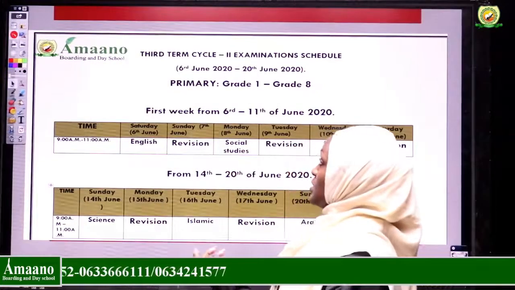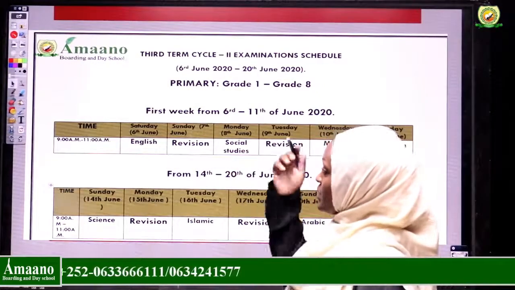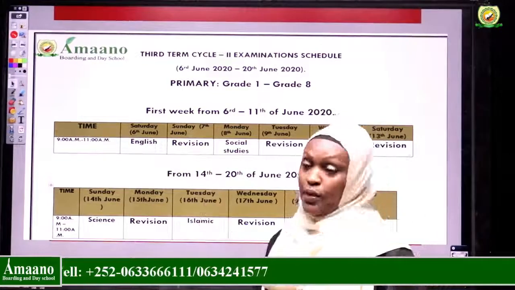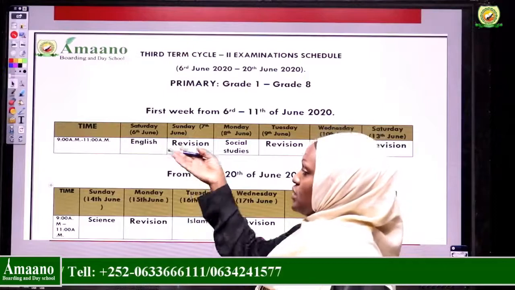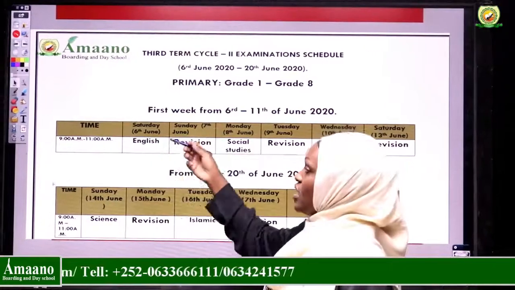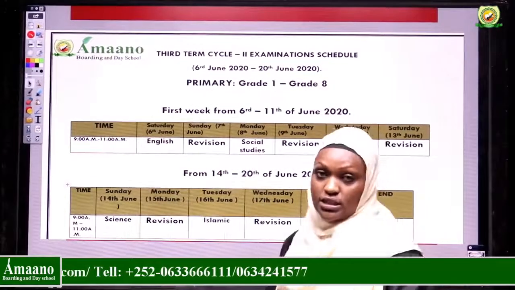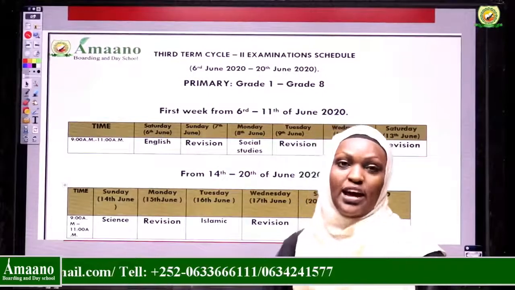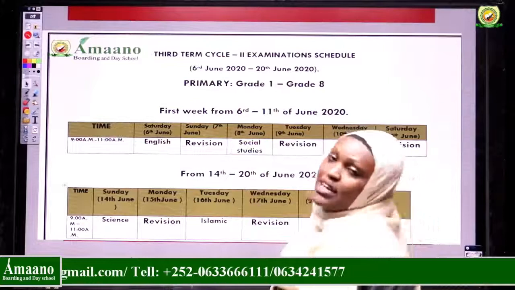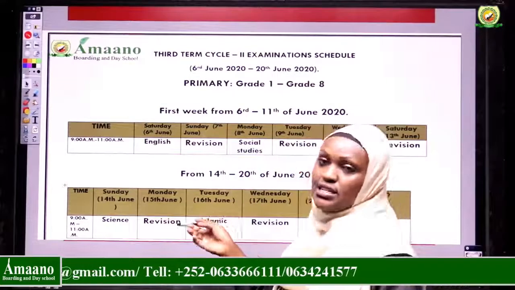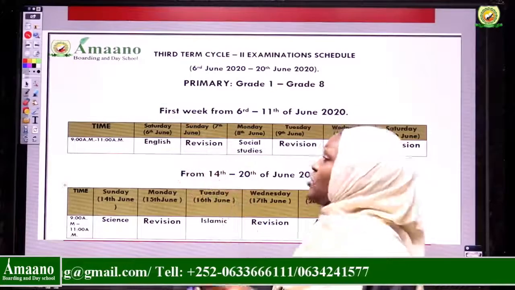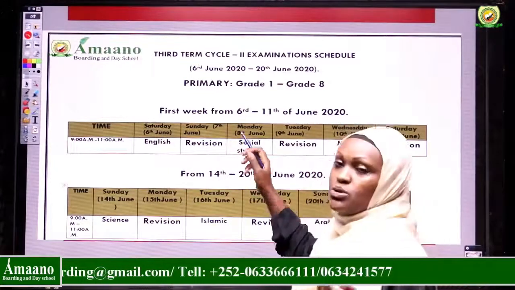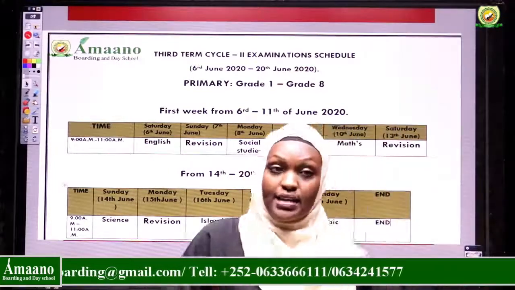Now, as you can see, this is the timetable. We are starting our exam on Saturday, 6th June, and the first exam we are going to do is English. We'll be having English on Saturday, that is the 6th. Then on Sunday we'll have no exam, only revision. On Sunday you're going to revise for the next exam, which will be social studies. Then on Monday we have the social studies exam.